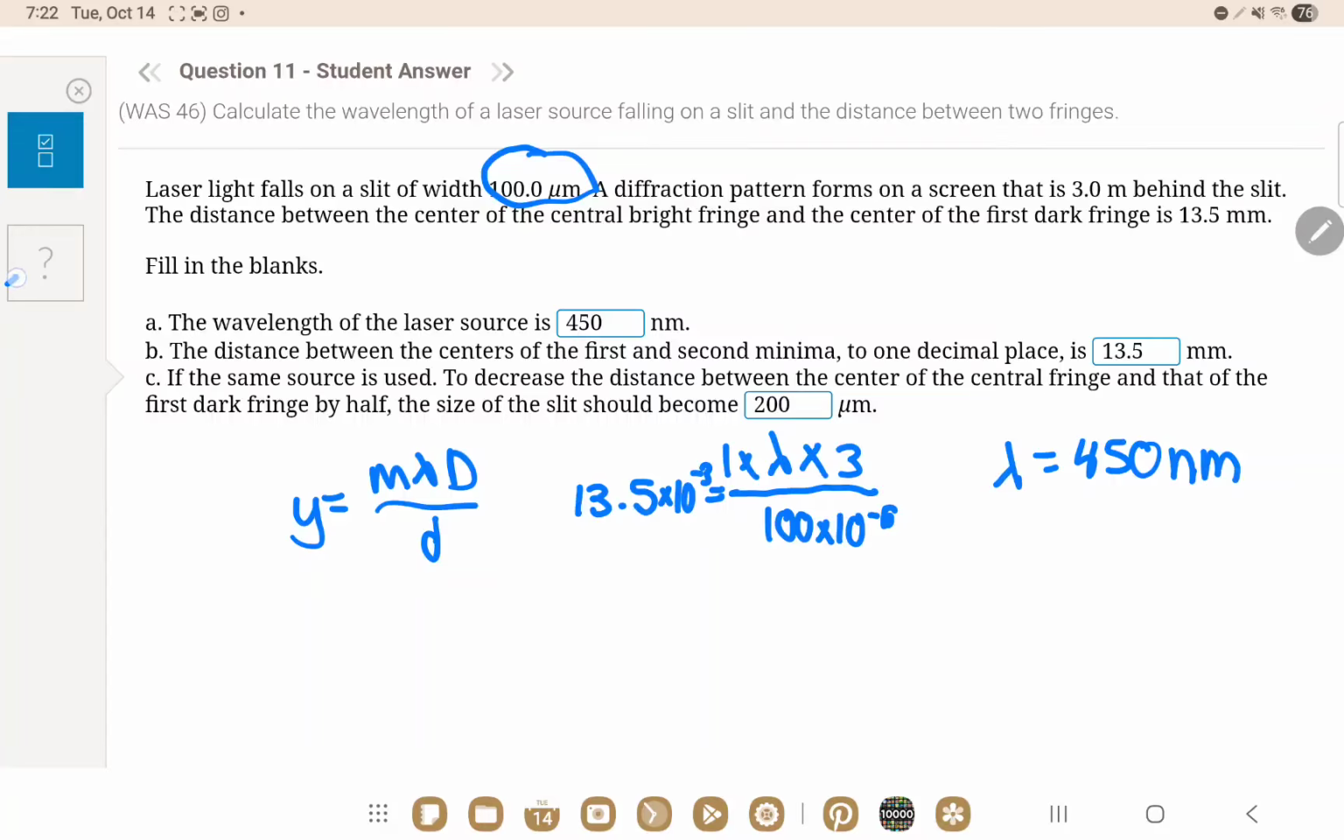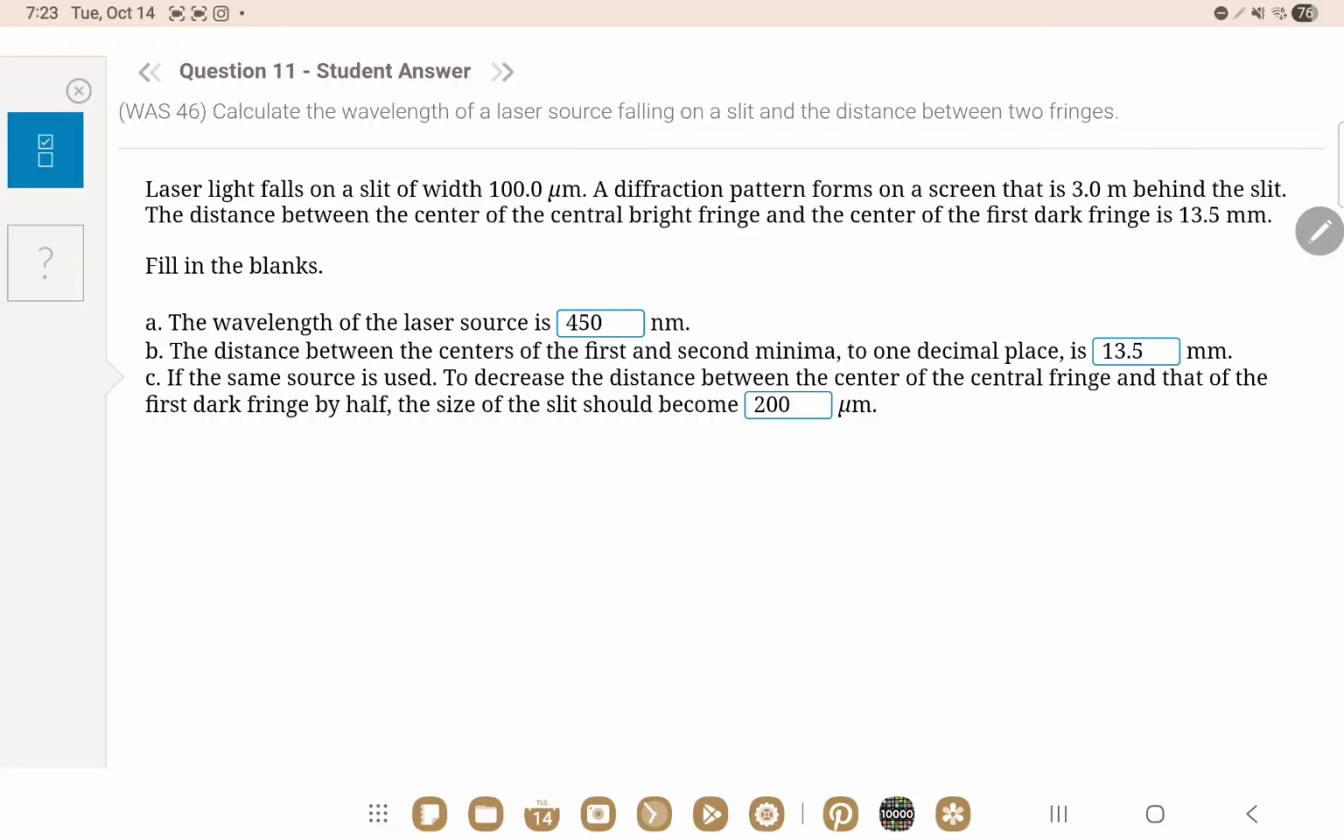Anyways, the distance between the centers of the first and second minima to 1 decimal place is going to be the same as the distance between the 0 and the first. If the same source is used to decrease the distance between the two centers by half, the size of the slit should be... So listen, they're telling you they want to reduce this by half. So then this must double. If this is divided by 2, this is times 2. So it says 100 times 2, which is 200 micrometers. Moving on.